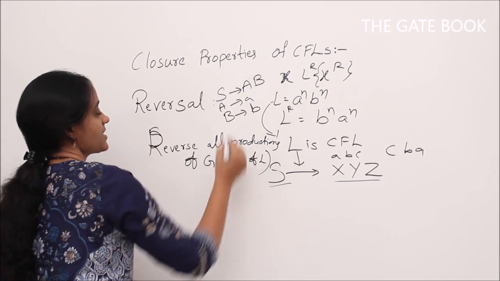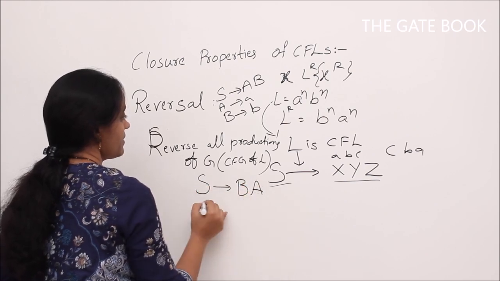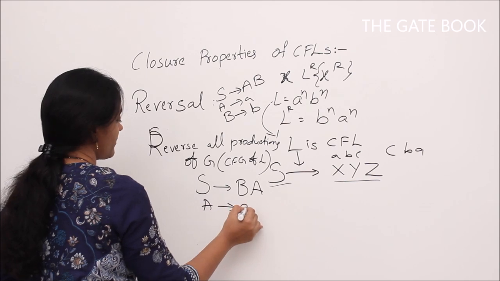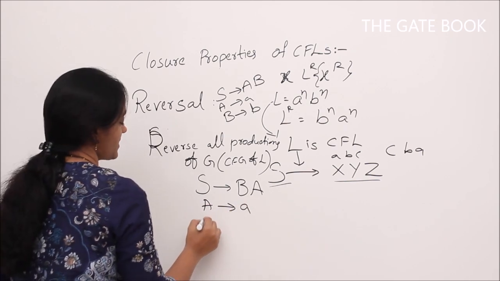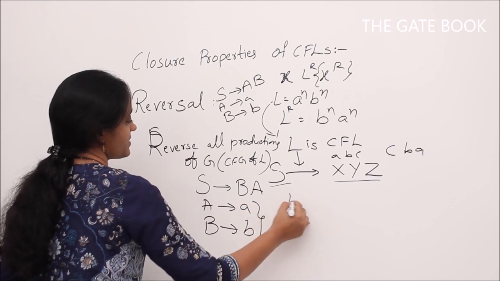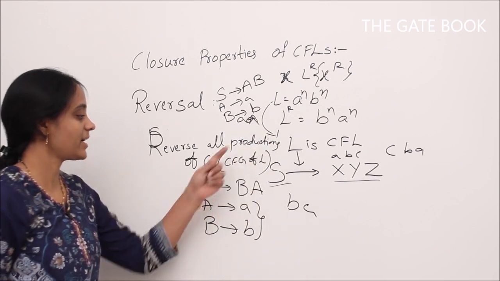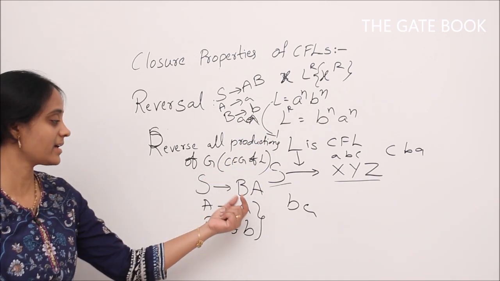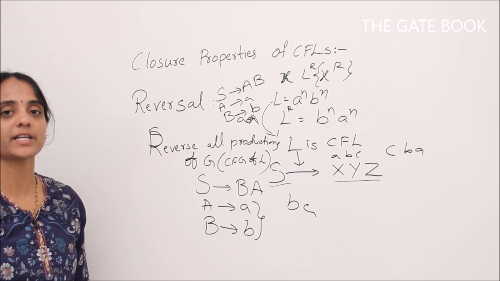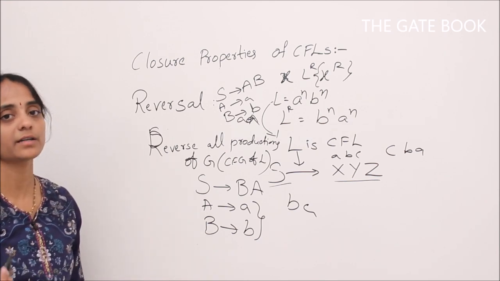Then if I reverse these productions, then what will it become? S derives BA, A derives B, because there is only one element, reversal of it will be the same. B derives B. Then the final string that can be derived from this is BA. Here it is AB. So in this way, we know that if I reverse all the productions for any given grammar, the language that is going to be generated from that grammar will be the reversal of the given language.